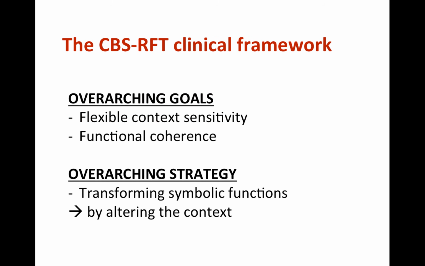So let's first refresh our memory by quickly reviewing the framework of psychotherapy based on CBS RFT. We have two overarching goals, shaping flexible context sensitivity and shaping functional coherence. And we have one overarching strategy, which is transforming symbolic functions by altering the context. Now what we are going to explore is how we can alter the context with language in therapy.